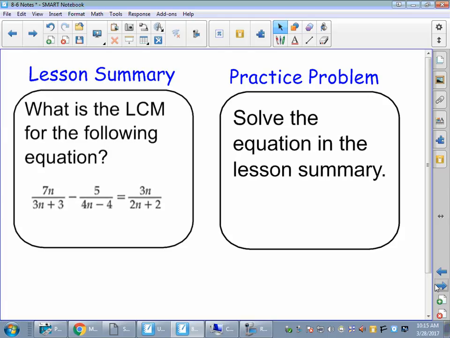All right, so what I need you to do here: I need you to just find the LCM for the lesson summary, and then I actually want you to go ahead and solve. Good luck.